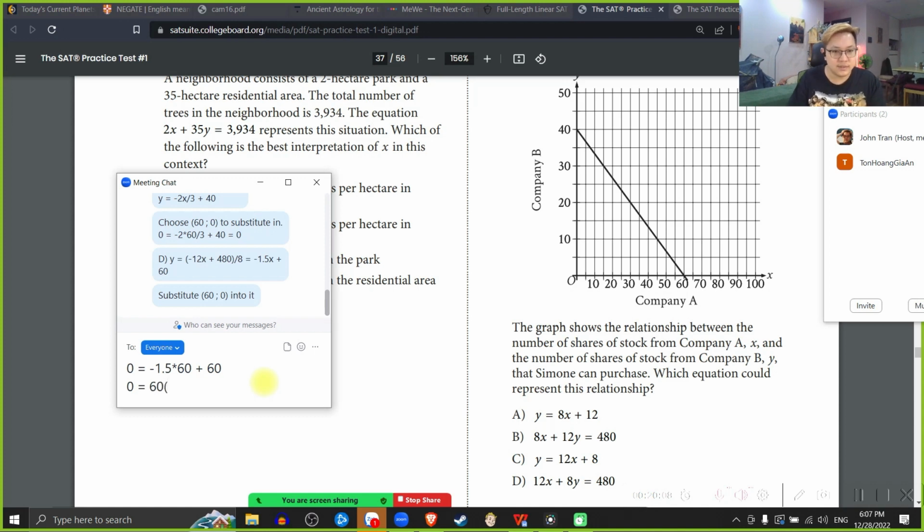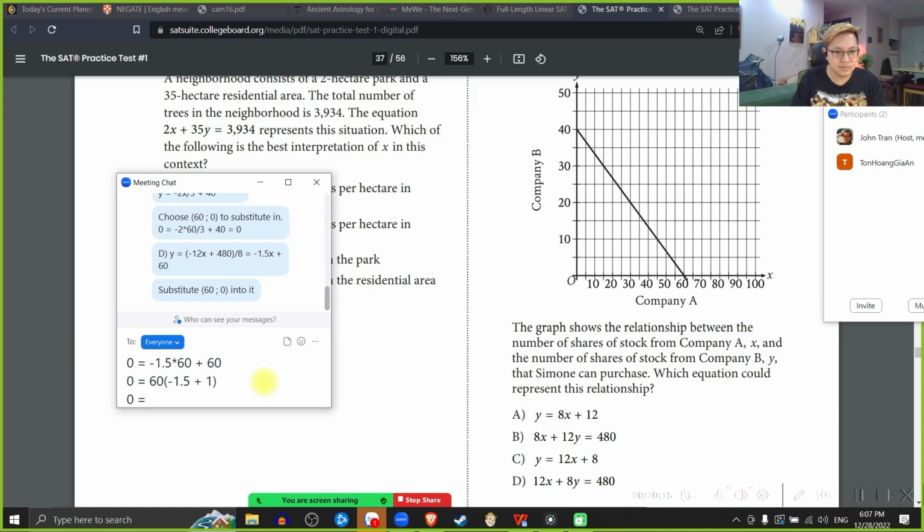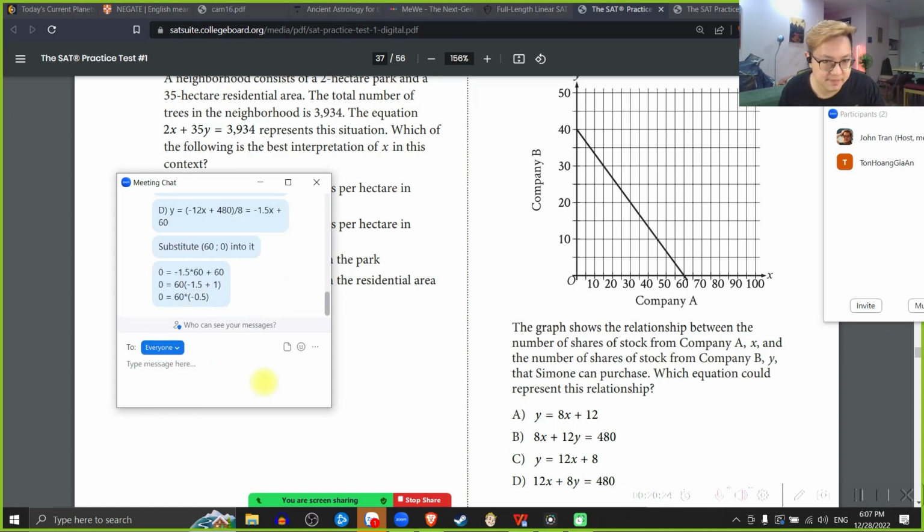So you take 60 together. So minus 1.5 plus 1. So you have 0 equal to minus 1.5 plus 1, which is minus 0.5. So it means that the point 60, 0 does not belong to the graph of answer D, right? That point does not satisfy the equation, so the point does not belong to this line, and D is the wrong answer.